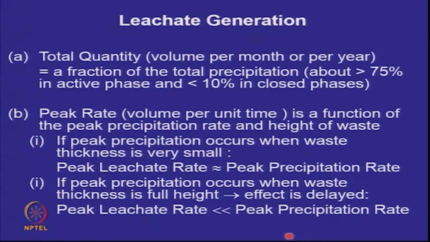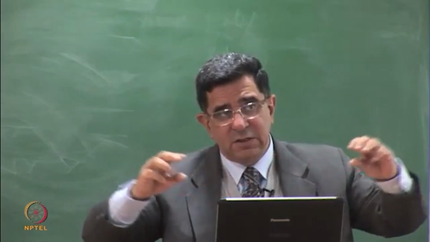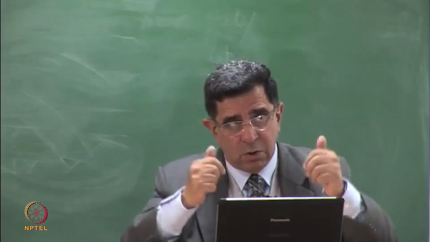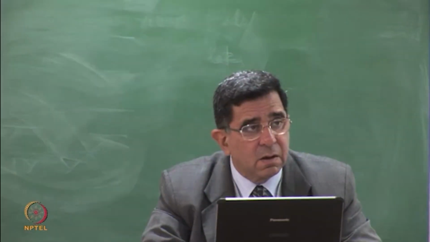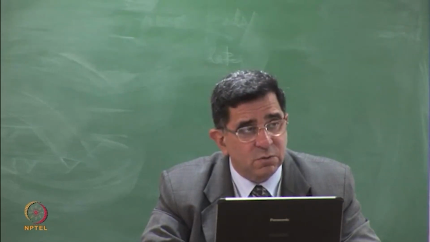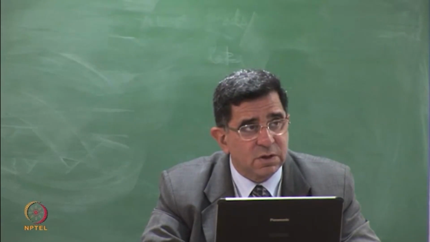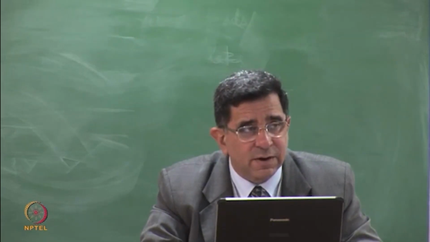So leachate generation, total quantity and peak rate. Now when you are going to design a leachate collection system at the bottom, what are you bothered about? What is the total quantity of water you have to take out, or total quantity of leachate, and at what rate do you have to take it out?